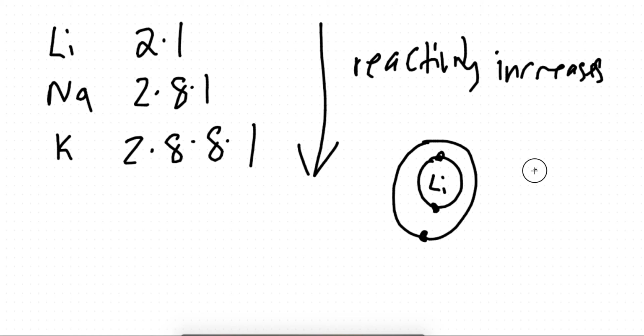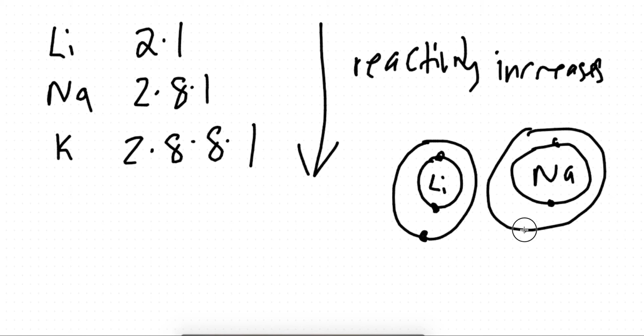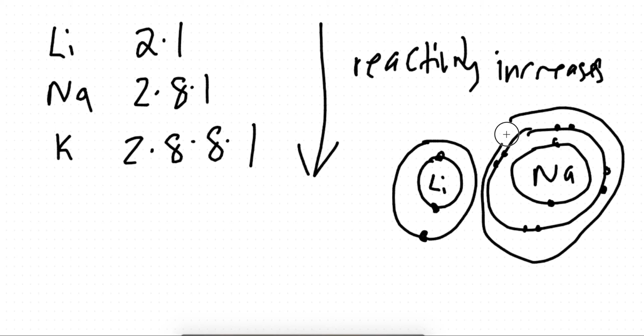Compare it to sodium, 2.8.1. 2, 3, 4, 5, 6, 7, 8, and the last shell, 1. You see this, guys? This valence electron of sodium is further away from the nucleus than the valence electron of lithium. Therefore, the pull of the nucleus on this valence electron is stronger for lithium than it is for sodium.